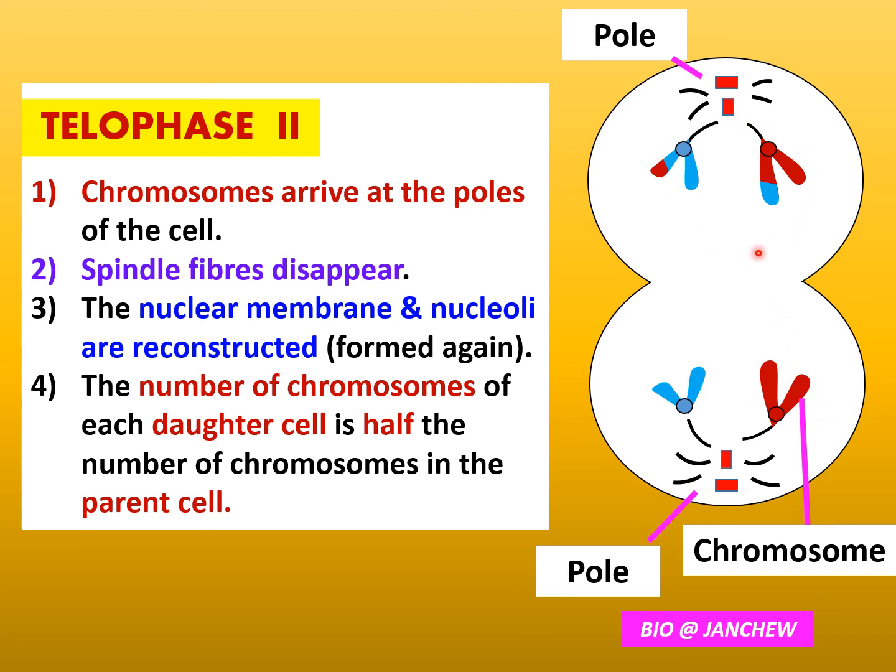The nuclear membrane and nucleoli are reconstructed, or they reform around the chromosomes. The number of chromosomes of each daughter cell is half the number of chromosomes in the parent cell. So each chromatid will become a new chromosome, and we can see that now there's one long chromosome and one short chromosome at each pole and in each daughter cell. So there are only 2 chromosomes in each cell as compared to 4 chromosomes in the parent cell at the beginning of meiosis.